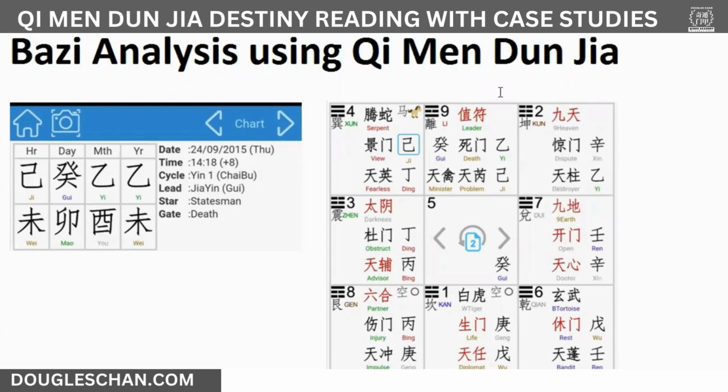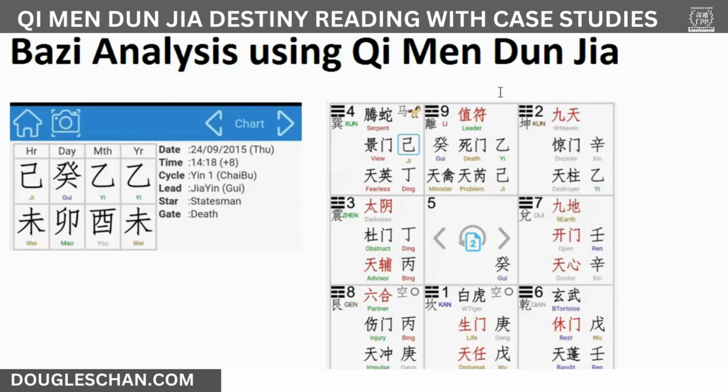Today we're going to base on one case study on 八字 analysis using Qimen. Qimen is generally known as a divination tool, but apparently not many people know that Qimen can be used for 八字 analysis. I will give you some examples in this case study to see the powerfulness of Qimen and the accuracy it can be.